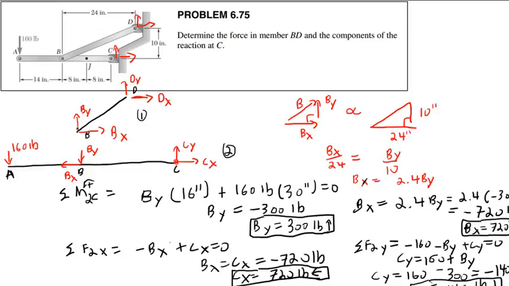Do we need the FBD? I solved for the wrong member, didn't I? Oh well. Let's see. So actually, if we look at this, we have BX and BY, so we can just do a sum of forces in X and a sum of forces in Y. The question was, do I need the forces DX and DY? And actually, yes, we do, because that's what it's asking for.